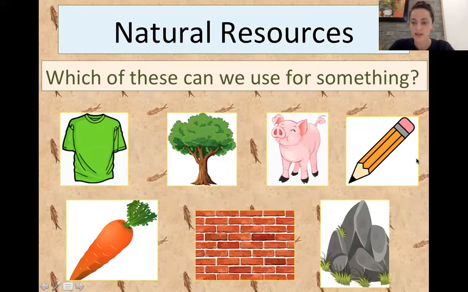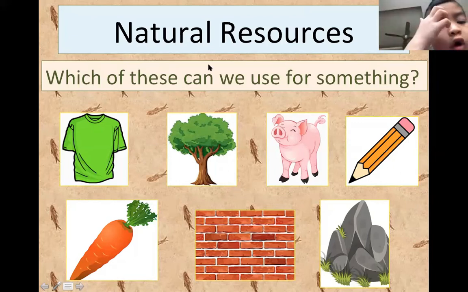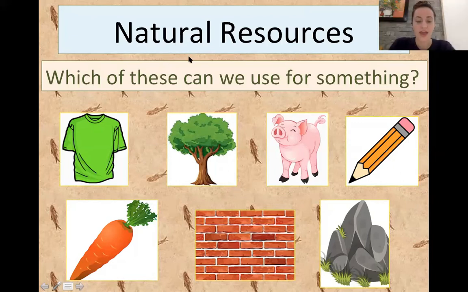Blue moon, what else can we use for something? All of them. All of them, exactly. Very good, Blue Moon. So we wear the shirt, we eat the carrot and the pig, we use the tree to build things, we use the pencil to write, the brick and the rock to build. So we can use all of them for something, which means they are all resources. Everyone say they are all resources.